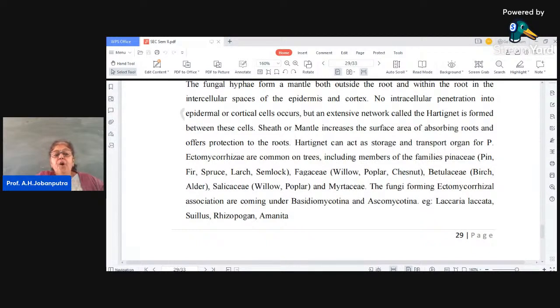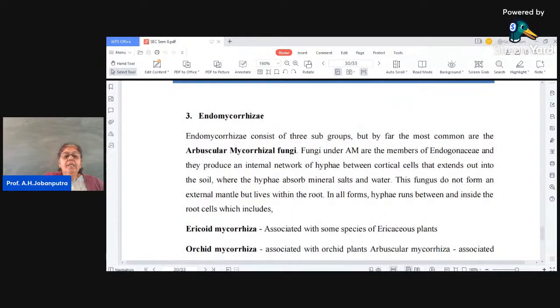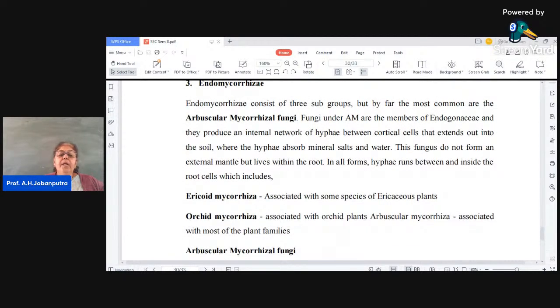The fungi which form association with the roots in case of ectomycorrhiza, they come from Basidiomycotina and Ascomycotina. And normally, these include Laccaria, Paxillus, Amanita type of fungus. Rhizopogon is also there. Endomycorrhiza, these are again divided into three groups. And the most common among them is Arbuscular Mycorrhiza. So the fungi under Arbuscular Mycorrhiza belong to Endogonaceae family, and they form a thick network between the cortical cells.